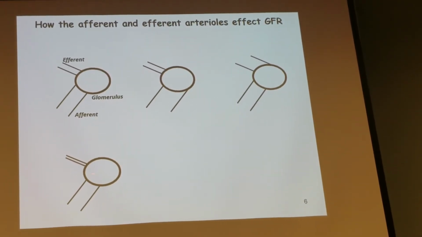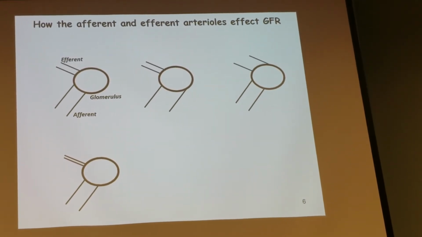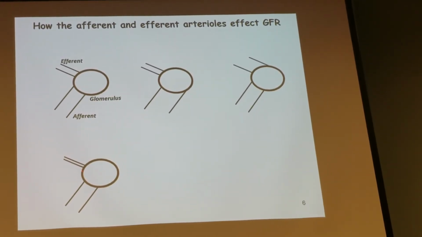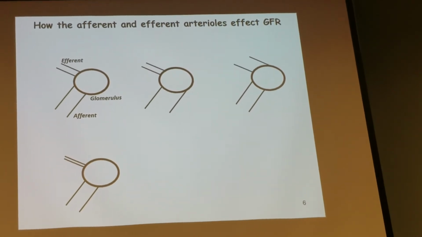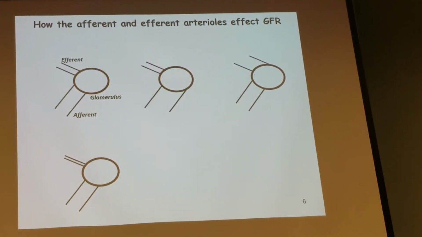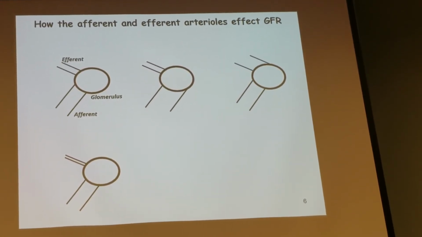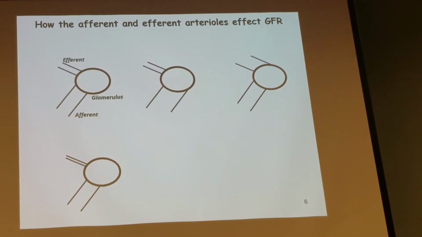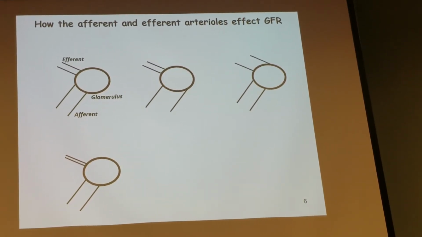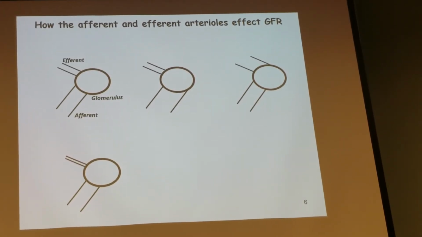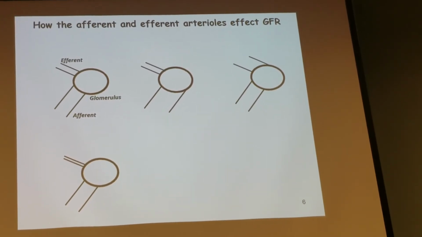How does that compare to the normal one? What did we do? We constrict the efferent. So what happens to your ability to leave the glomerulus? It's slower, right? That means what's going to happen to the pressure inside? It's going to build up. What does that do to GFR? That increases GFR. So then you've got two choices. You could dilate the afferent, or you could constrict the efferent. Both of those would raise the pressure in the glomerulus. Both of those would increase your glomerular filtration rate.